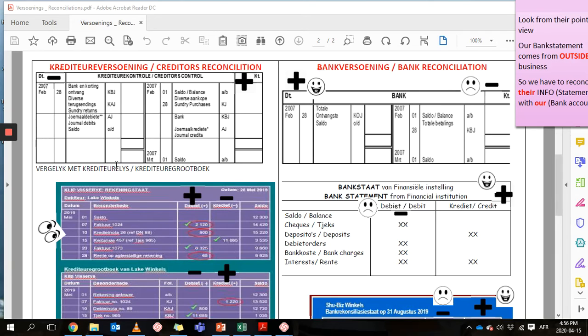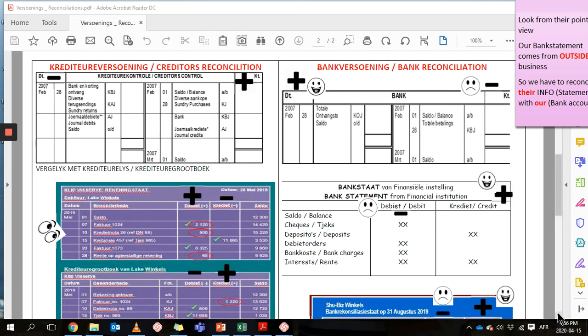So far we've done debtors reconciliation. So now I'm going to look at creditors and bank recon. And the reason I do the two together is that both info is coming from outside. So we have our entries in our books, then we receive a statement from them, and then obviously we need to set up a reconciliation statement to bring the two together, to reconcile the two.